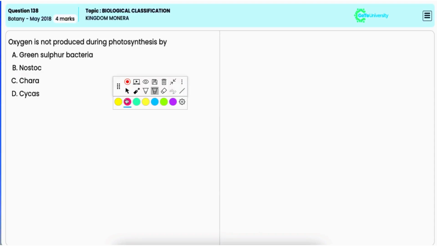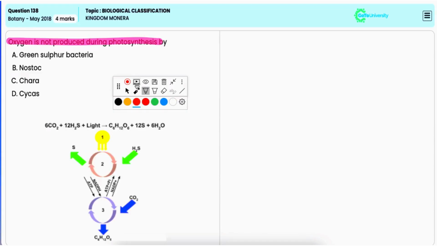In this question, you have to identify the organism that does not produce oxygen during photosynthesis. Option A, green sulfur bacteria.